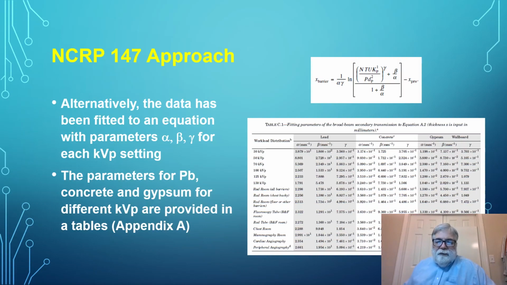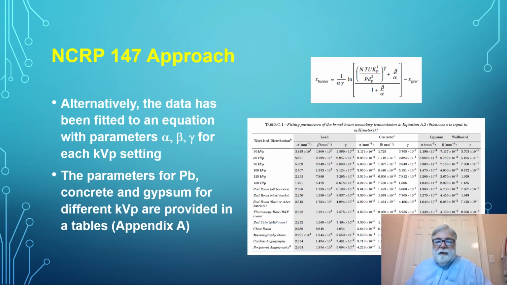So these parameters, alpha, beta, gamma, are all available for lead and for different kinds of construction material. They're all available in the NCRP in an appendix. You can put those numbers into this equation, subtract away the X-pre, the image receptor, etc., and you figure out what you need as an X barrier. That's one approach. We can set up a spreadsheet with all these different values, so it could automatically figure this out.